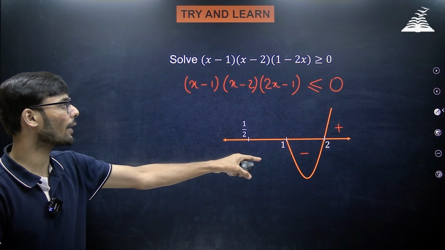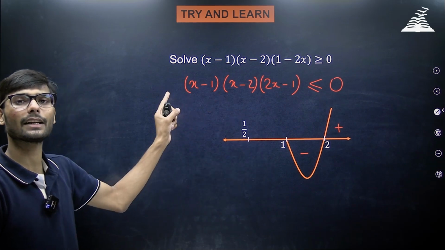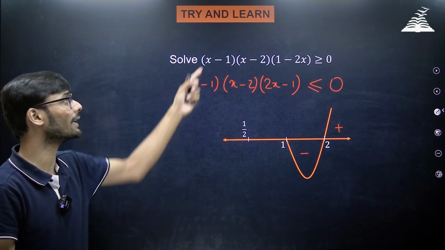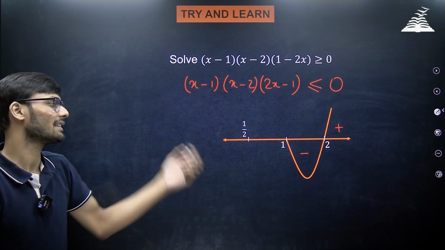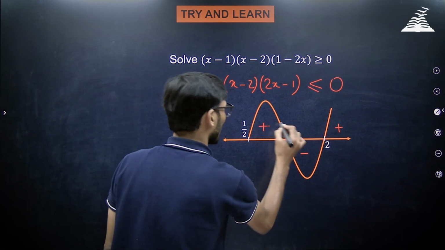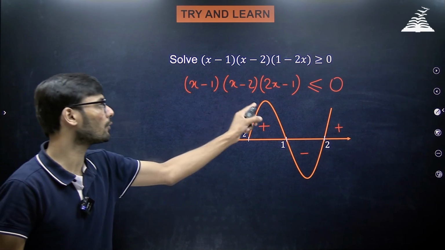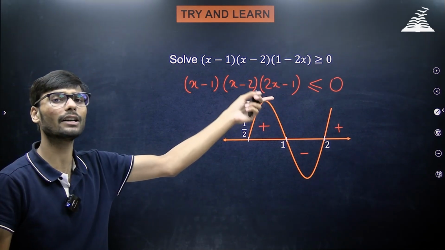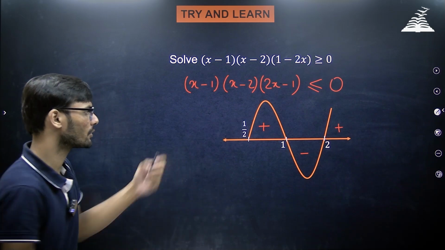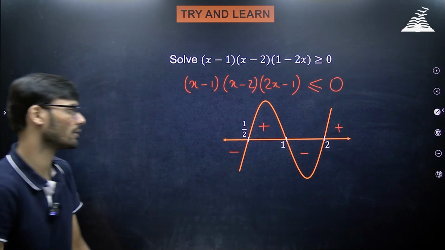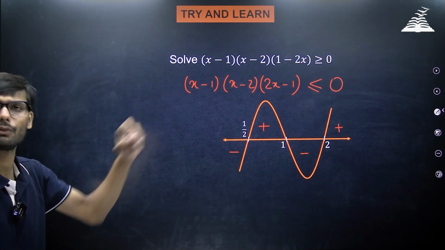Now we are standing at 1. 1 is the zero of x minus 1. What's the power of x minus 1? It's 1, an odd number. The sign is again going to change. Now we are standing at half. Half is the zero of 2x minus 1. That has power 1, which is odd. So the sign is again going to change. Now let's look at individual points.